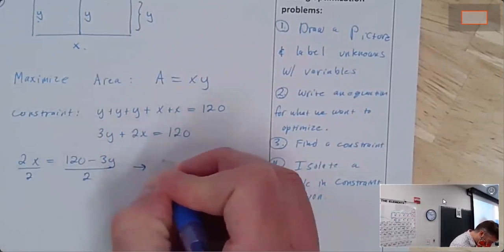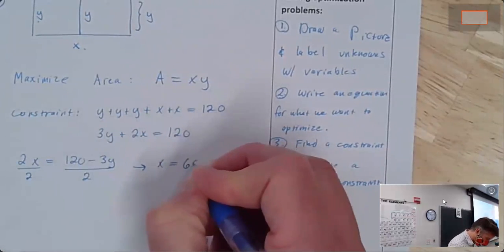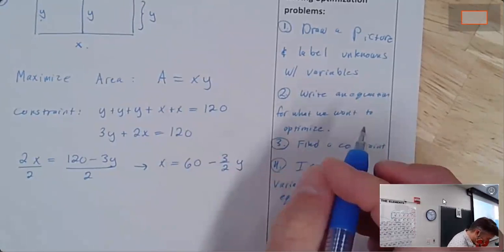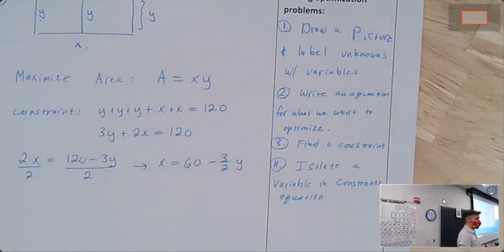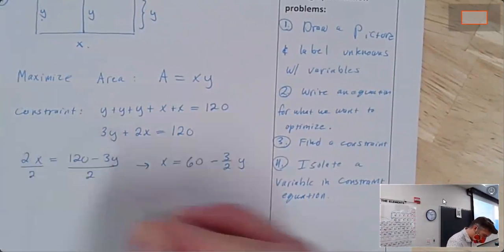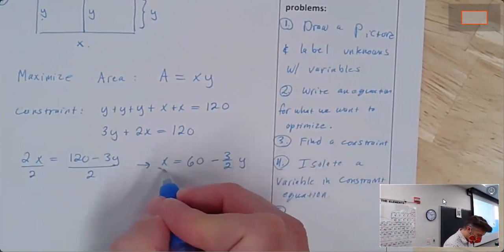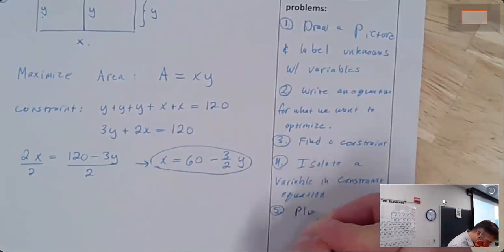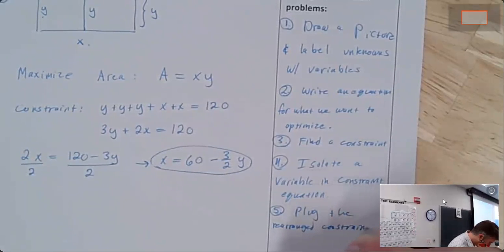So that x is equal to 120 divided by 2 is 60, and negative 3 divided by 2 is negative 3/2 y. You can also say it's negative 1.5, but I usually prefer to keep things with fractions if I have the choice. You can use decimals though, that's also fine. Then we're going to substitute this back into the thing we're trying to optimize. So we're going to plug the rearranged constraint into the max min equation we are working with.